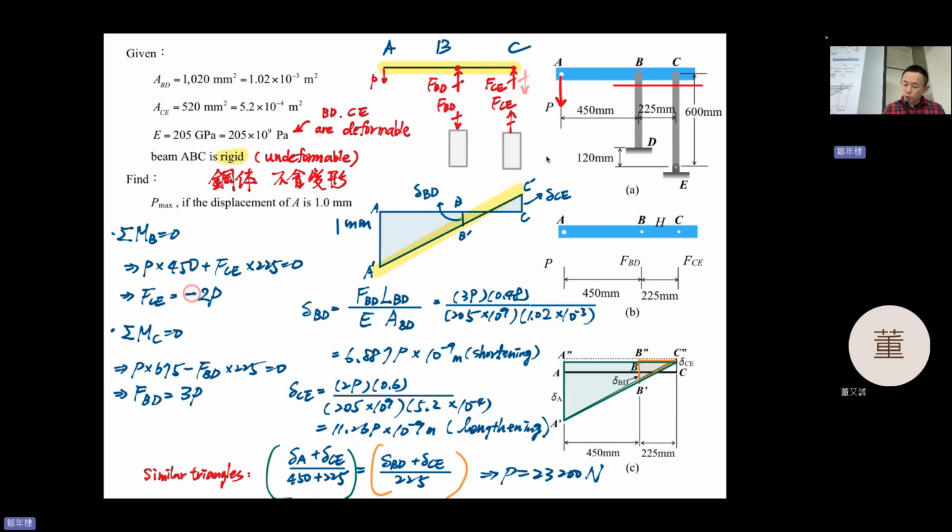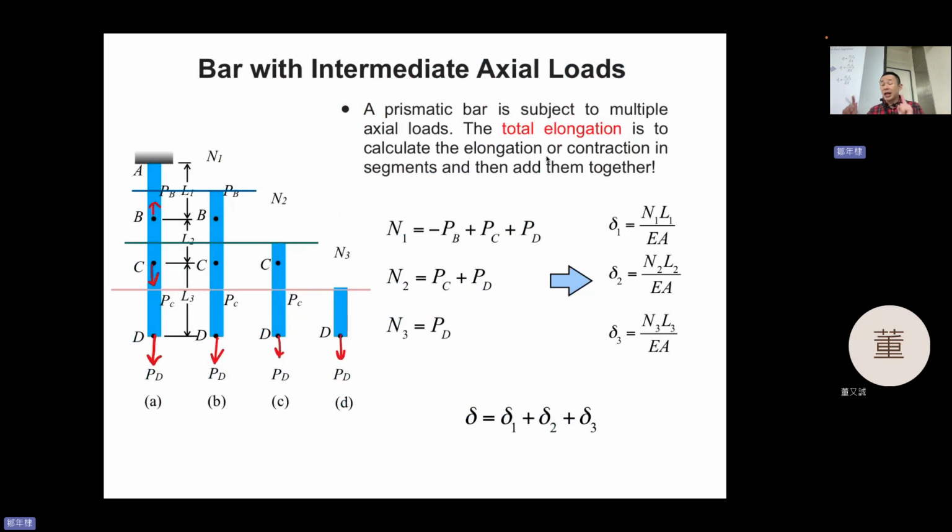And then we use the rigid behavior of the bar ABC to get the deformation relationship, the displacement relationship, and then you can get similar triangles, and then you can get that E should be equal to something. Okay, that's it. And this one is really important, so please pay attention to this.